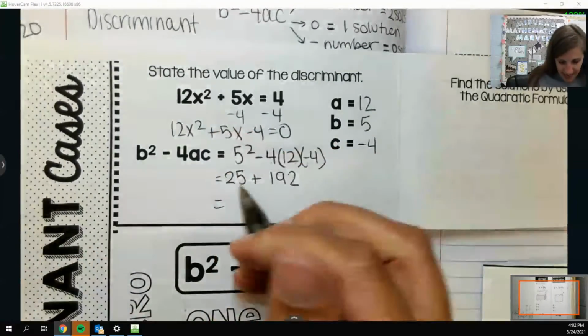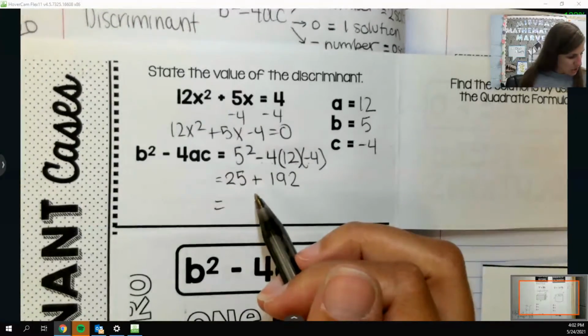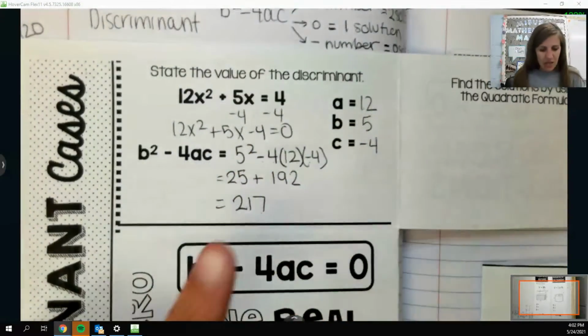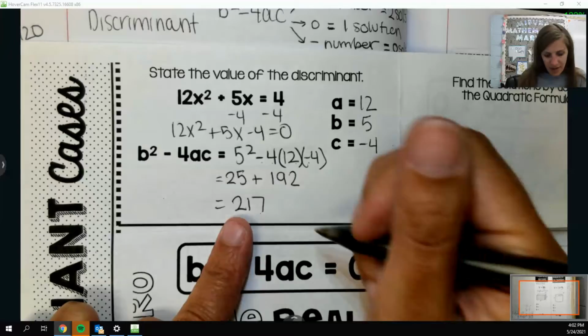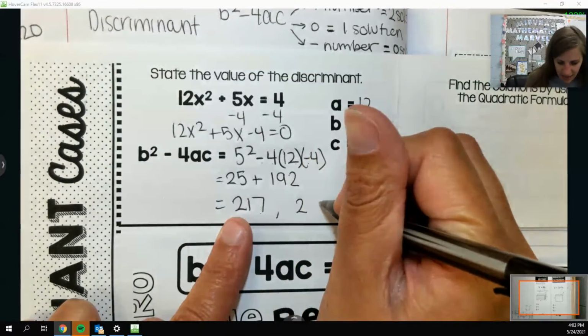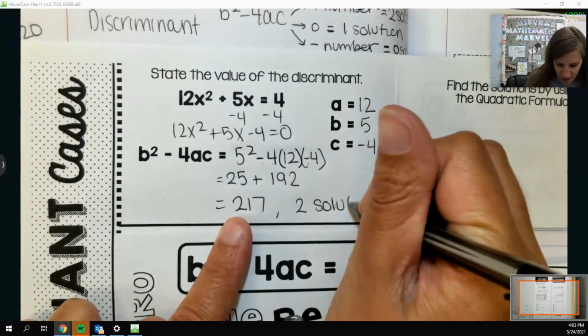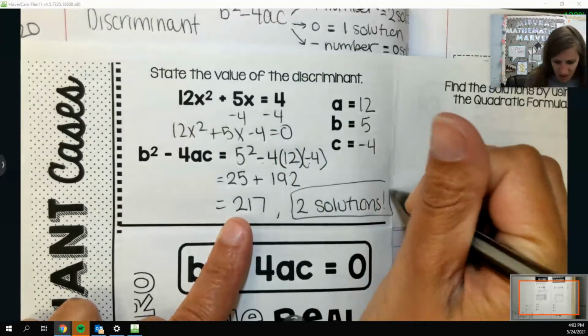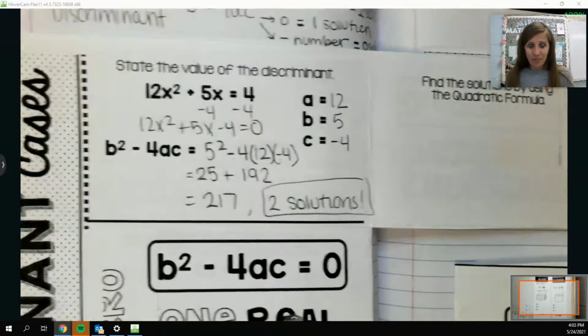And so then I can add these up now. So 192 plus 25 is 217. So because it is a positive number, this tells me that I have 2 solutions, or two x-intercepts, which means that I should go find them.